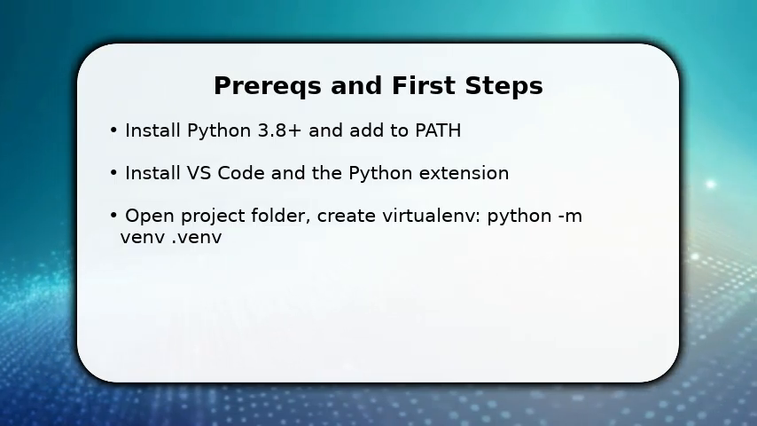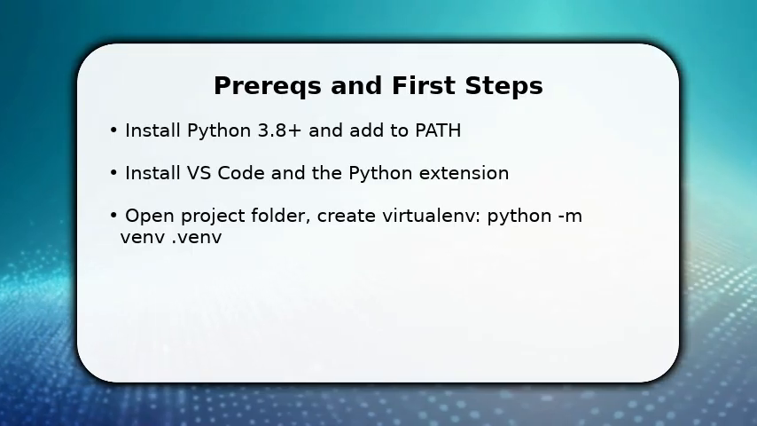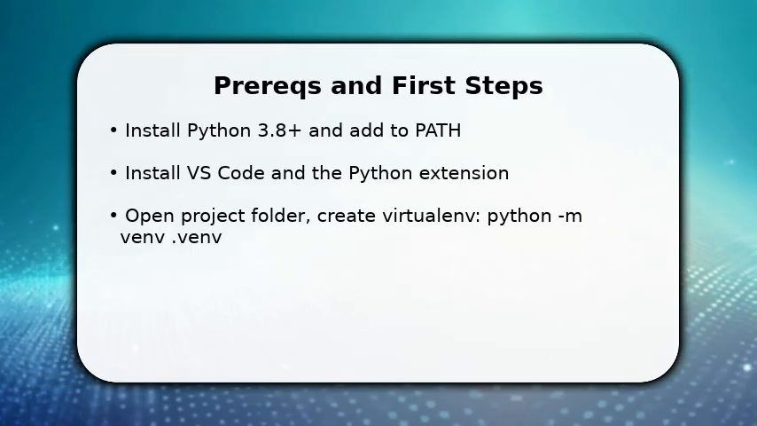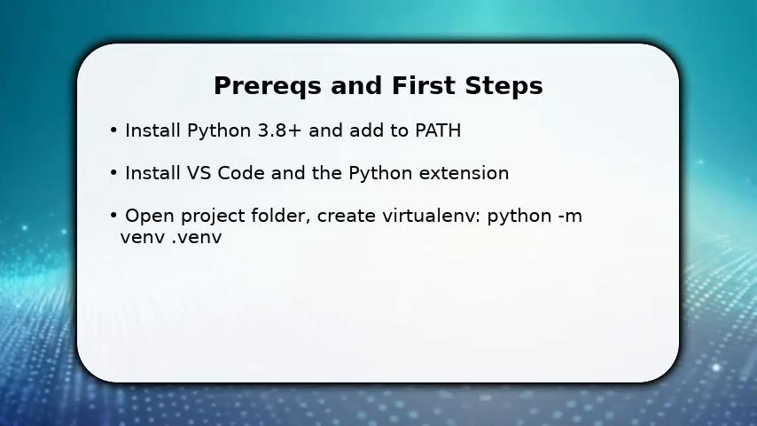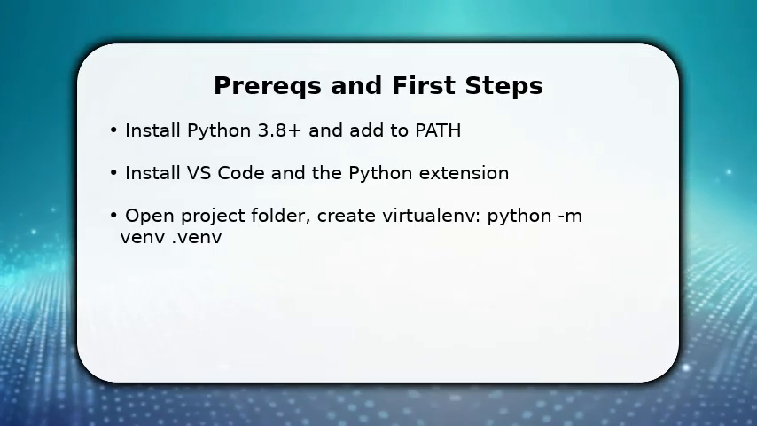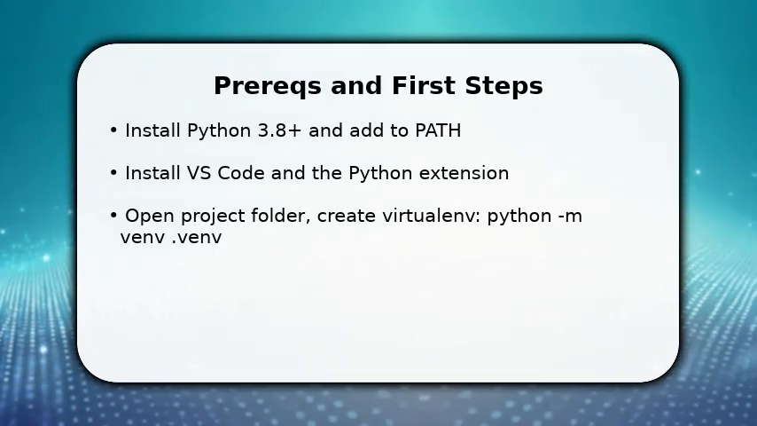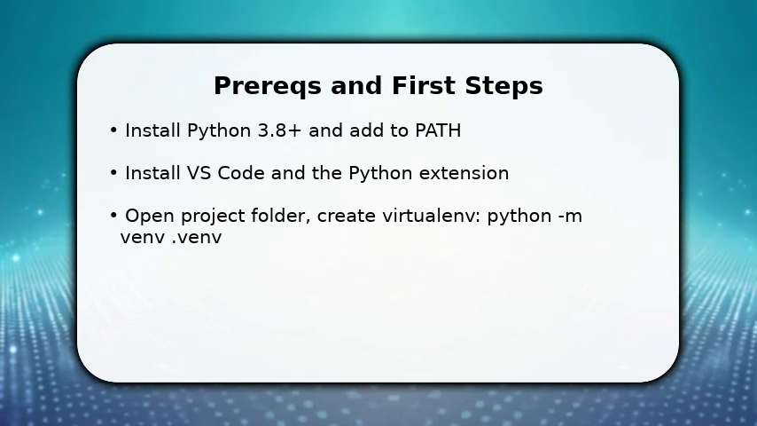Then, install the Microsoft Python extension in VS Code so linting and IntelliSense work. Make sure the interpreter selector points to venv. That choice controls formatting, imports, and test discovery as you continue.